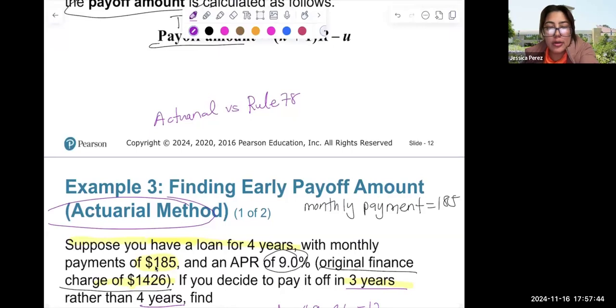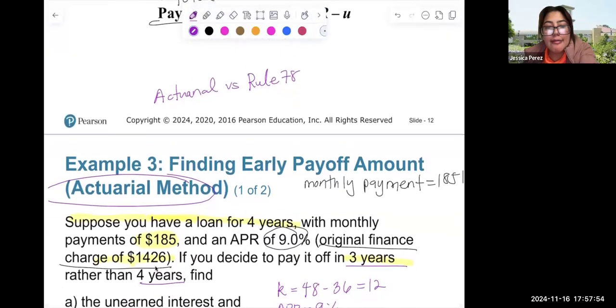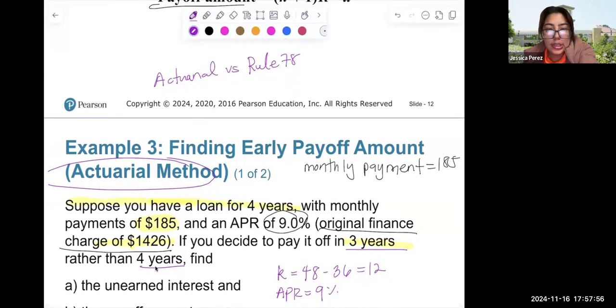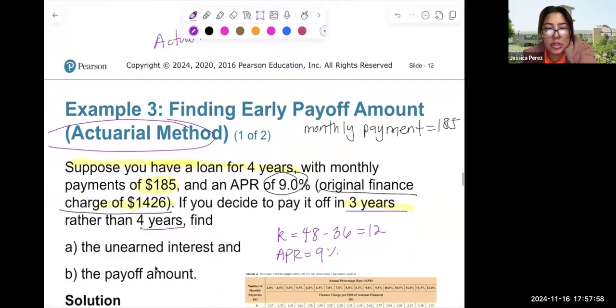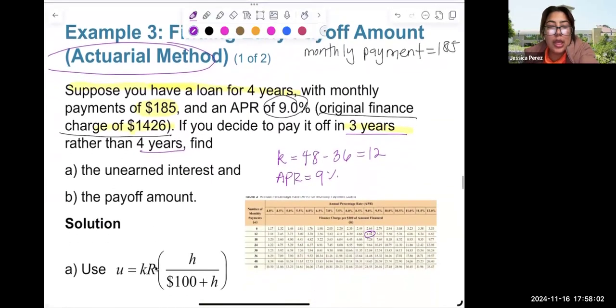First, the actuarial method. Suppose that you have a loan for 4 years with a monthly payment of 185 and an APR of 9%. The original finance charge is 1426. If you decide to pay off in 3 years rather than 4, find the unearned interest and the payoff amount. So we're going to use first the formula.